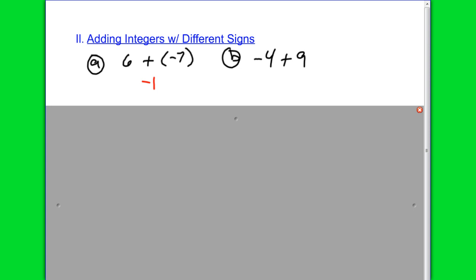That's what that is. So you take the one that has the greater absolute value and subtract the one that has a smaller absolute value. And then in this case, we gave it a negative sign, right? Let's see what happens in B. We have -4 plus 9.